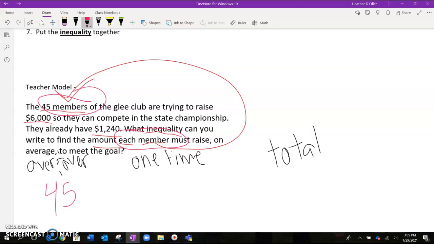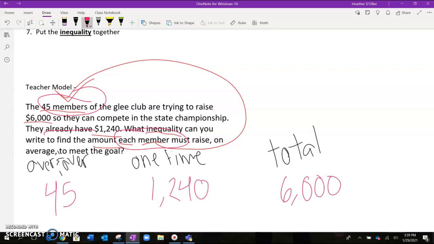All right, the one time. I kind of said this earlier, it can be what they already have and or what they start with. So that 1,240. And the other reason that's our one time is because it's not happening again. They didn't say, and Sarah brought that. But even still, that's just like two amounts. We know the total, that's it. So total. Well, that would be their goal, the $6,000.